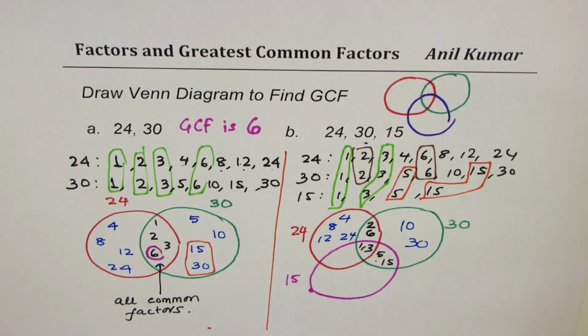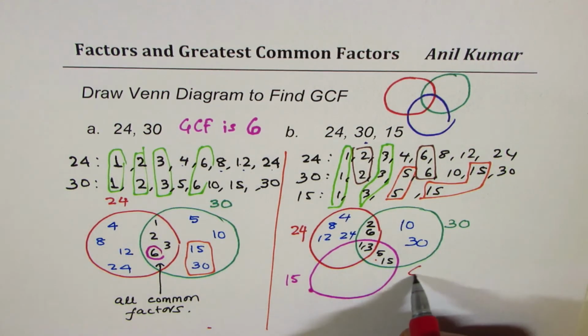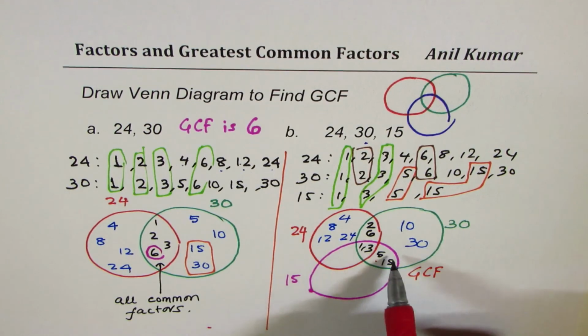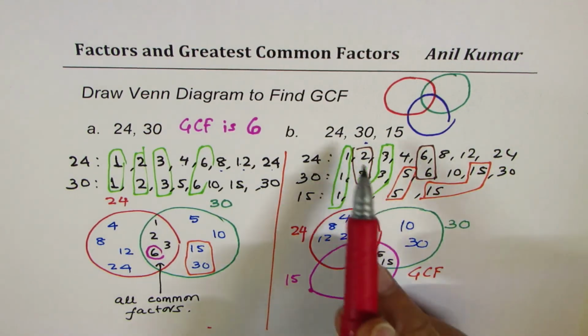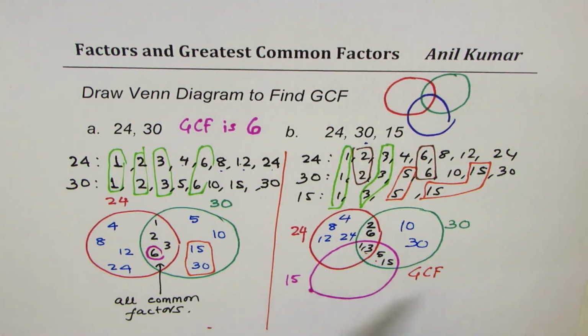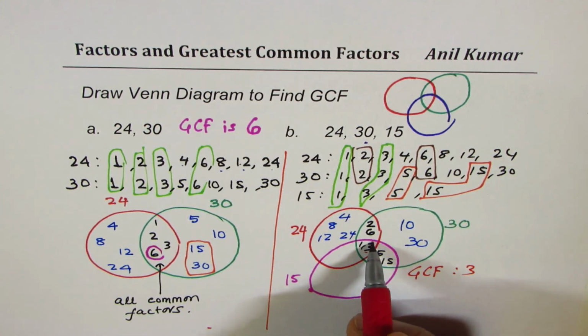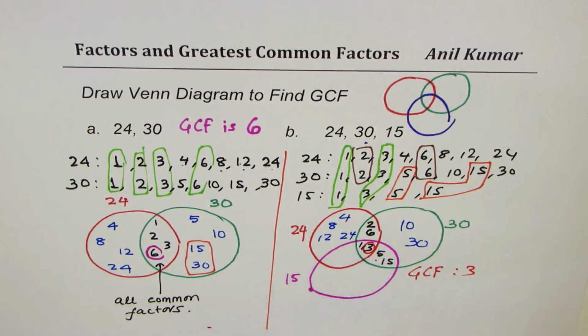Now from here, we can answer the question: what is the greatest common factor? So the greatest common factor between all three of them is 3. Is this number 3 here? Does it make sense to you? So I hope with this, we have covered at length all about factors.